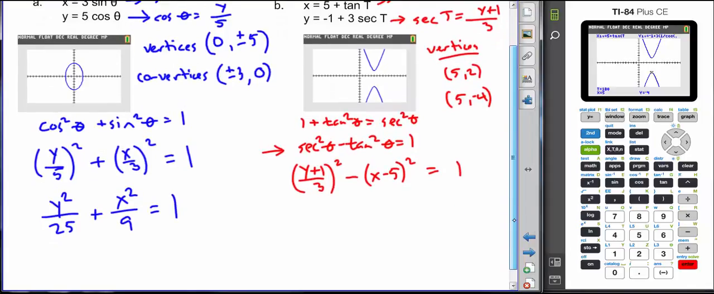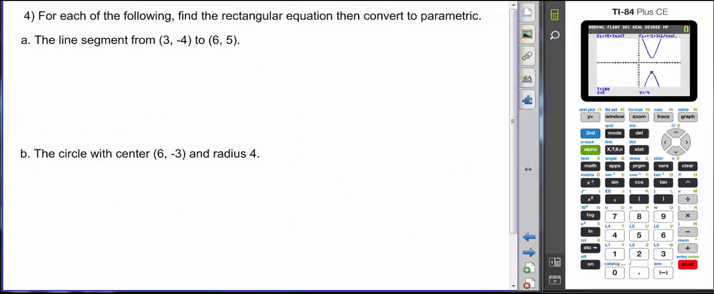Now, if we want to get that into the form we're used to seeing, it would look something like this: (y plus 1) squared over 9 minus (x minus 5) squared over 1 is equal to 1. A hyperbola. On number 4, we're going to go back to working with linear graphs, and then don't worry, we'll get back to conics soon thereafter.